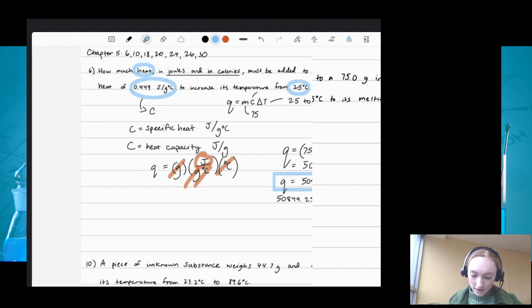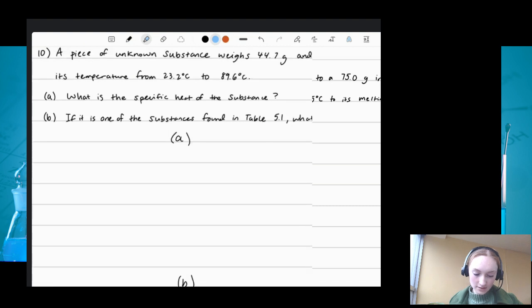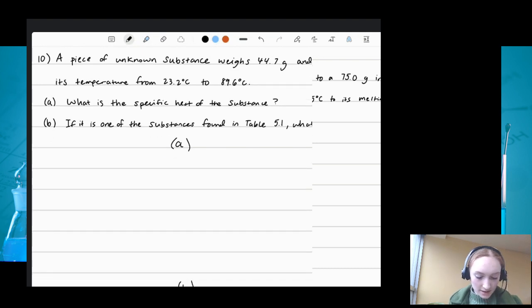Okay, so let's move on to the next problem. This is problem 10, also from chapter 5. Everything's from chapter 5. And the problem reads, a piece of unknown substance weighs 44.7 grams and requires 2,110 joules to increase its temperature from 23.2 degrees Celsius to 89.6 degrees Celsius. What is the specific heat of this substance?